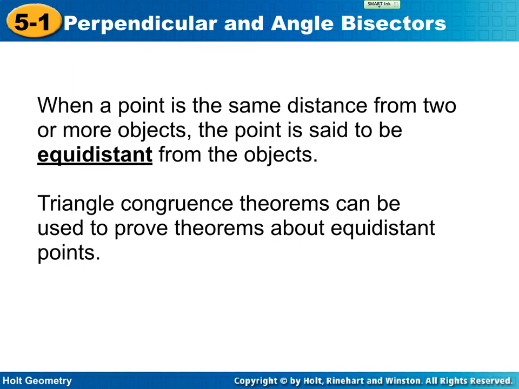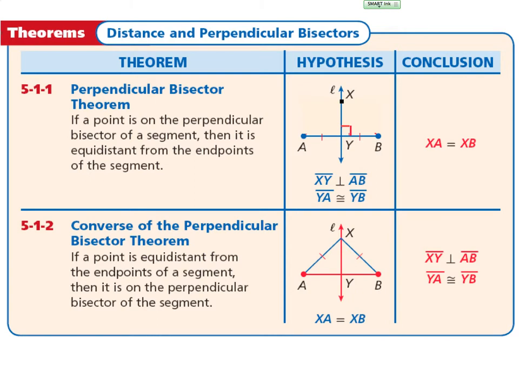So when we use the word equidistant, we're going to have to say, like, Mrs. Frank is equidistant from the door and her desk. So you have to specify the locations that I'm the equal distance from. That's how you would use it in a sentence. Our perpendicular bisector theorem and its converse have the term equidistant in them.